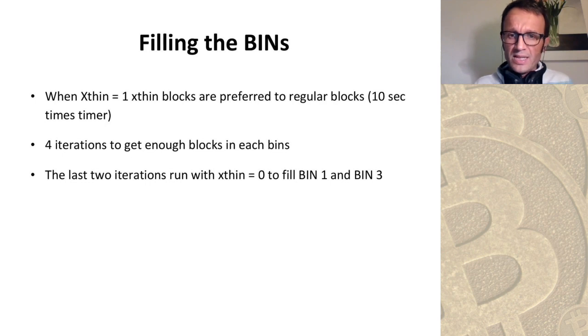When Xthin is enabled, there is a preferred timer that gives 10 seconds of advantage to thin blocks. So every time a new block is announced, a BU full node with Xthin enabled gives 10 seconds to other BU nodes to provide the Xthin block. If in 10 seconds it is not able to receive the Xthin block, then it can receive the normal block from other nodes.